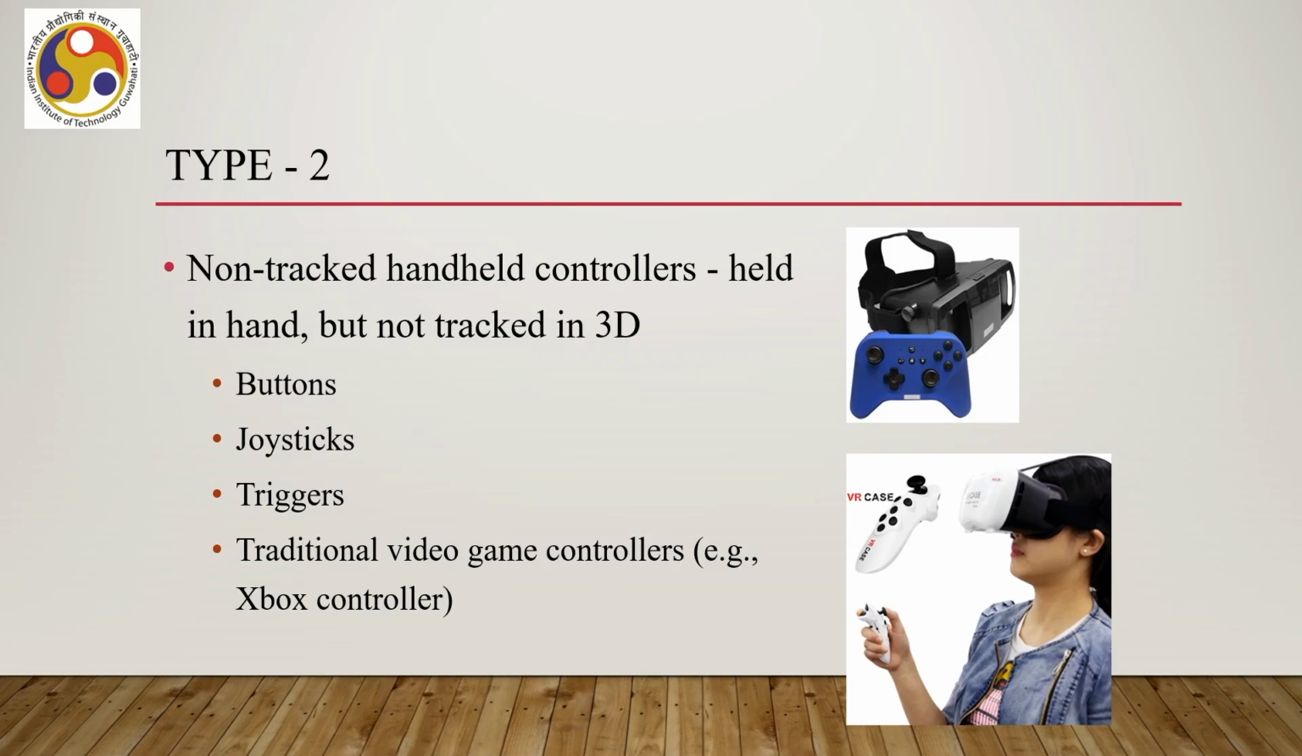Then category 2, or type 2 input, that is non-tracked handheld controllers. Now, these are held in hand, but not tracked in 3D space. So, the system does not get to know where exactly the controller is with respect to a reference frame. Examples include buttons, joysticks, triggers, traditional video game controllers and so on. Some examples are shown in the accompanying figure. As you can see, the controllers are shown. These are non-tracked handheld controllers.